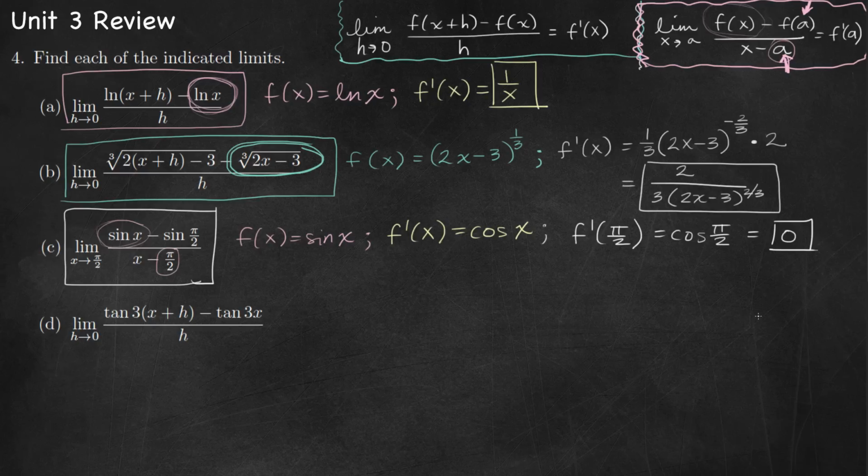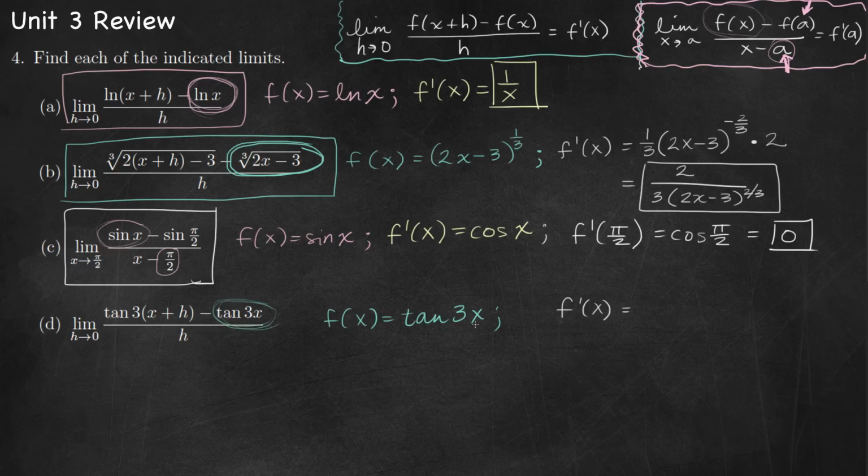Part D, limit as h approaches 0, tangent of 3 times x plus h minus tangent of 3x over h. So this is in that first form, and I can see right here my function f of x is tan 3x. And this entire limit is just going to be equal to f prime of x. So f prime of x is the derivative of tangent of 3x. And we need chain rule here.